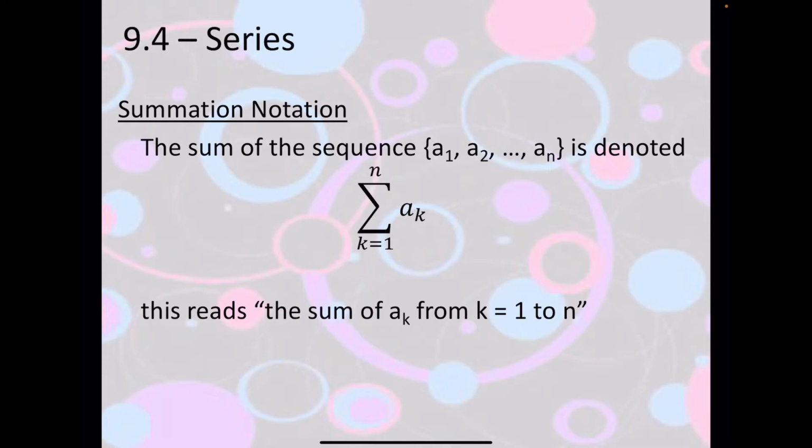So the sum of a sequence is denoted with this symbol, the uppercase Greek letter sigma. On top, we have n. On the bottom, k equals 1, and then a sub k is our sequence. So this reads the sum of our sequence, a sub k, from k equals 1 to n. That means we're finding the sum from k equals 1 to n. When we substitute in 1, 2, 3, 4, all the way to n, what is the sum of that sequence?